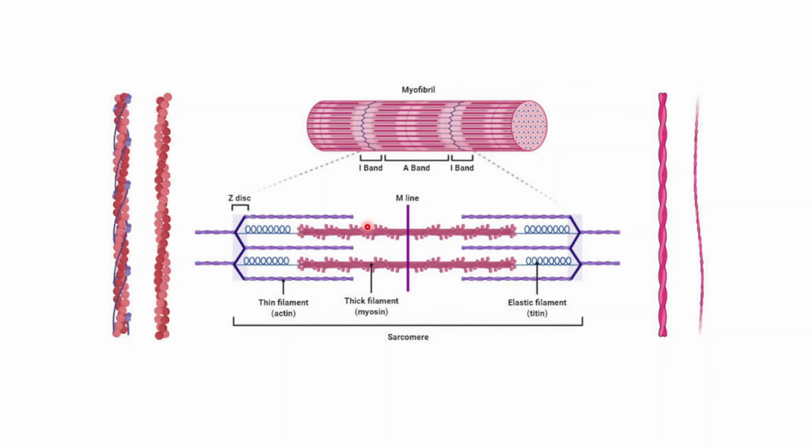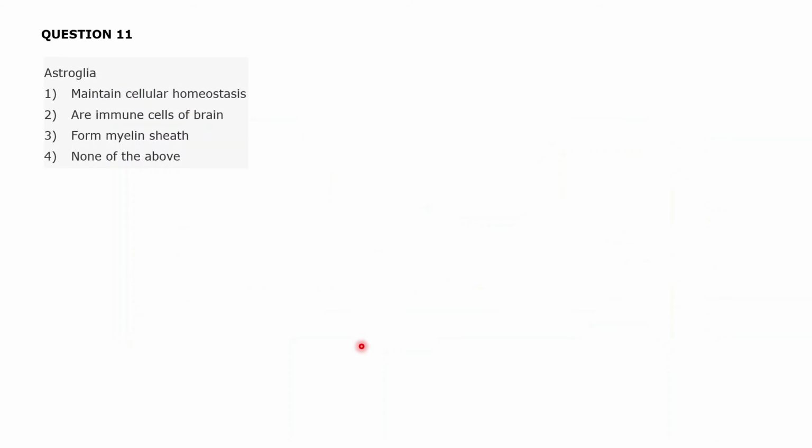Myofibril, as I said, is the most elementary unit of skeletal muscle. This whole portion is also called a sarcomere, and each represents a muscle fiber. Do you have any doubt regarding this? It's a basic one. You might have seen that in your UG, PG and everything. I think this is quite clear, so I will move on to the next question.